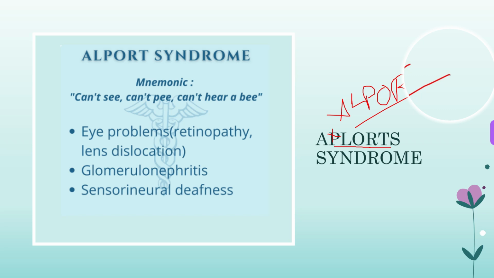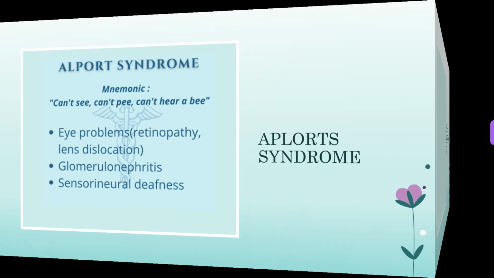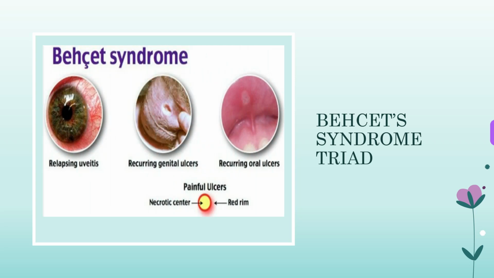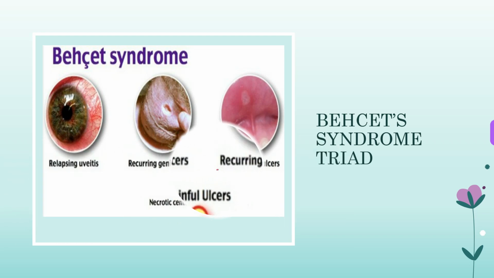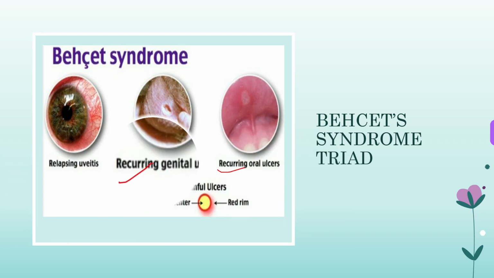Second, we have a triad, that is triad of Behçet's syndrome. So let's talk about this triad. So there are recurrent oral ulcers, genital ulcers and iridocyclitis.